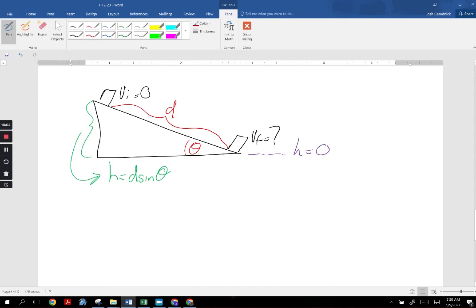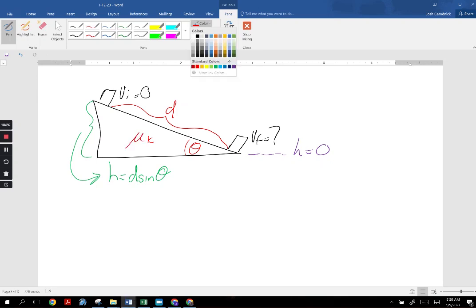So let's look at this. A basic block sliding down an incline, and of course there's friction. Why did I not put friction? Let's put some friction in here. All right, what just happened to my mu? It disappeared somewhere, and I want it back.